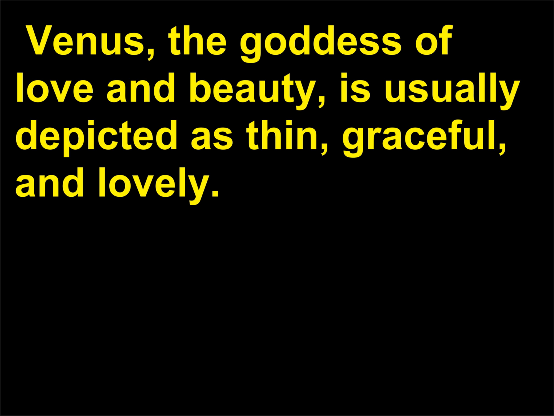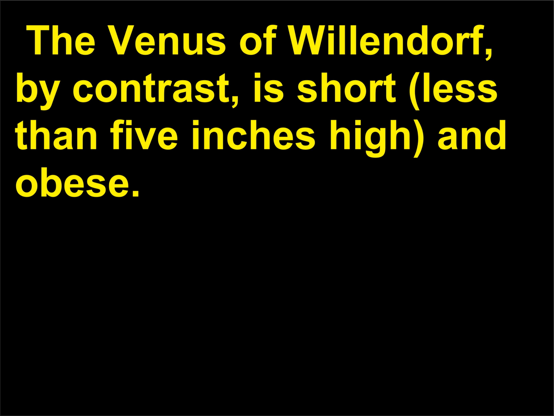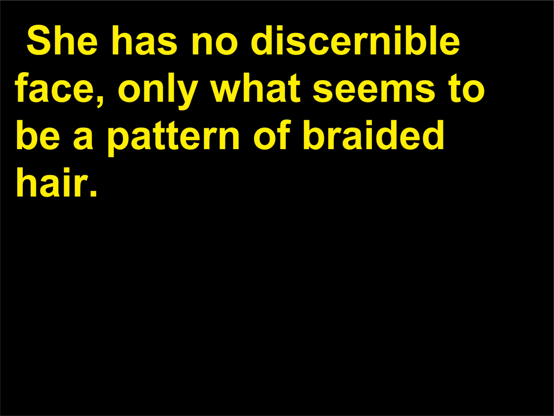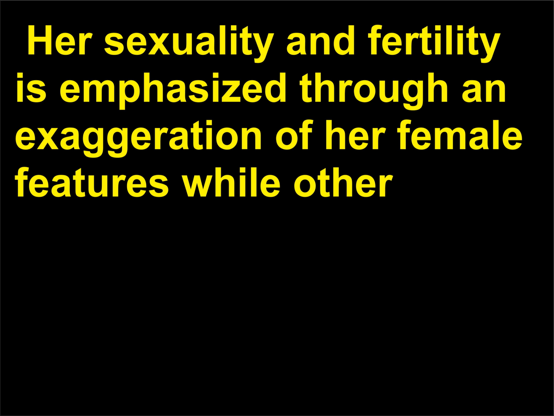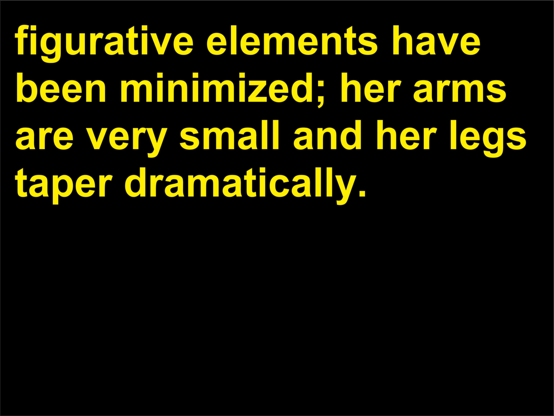Venus, the goddess of love and beauty, is usually depicted as thin, graceful, and lovely. The Venus of Willendorf, by contrast, is short, less than 5 inches high, and obese. She has no discernible face, only what seems to be a pattern of braided hair. Her sexuality and fertility is emphasized through an exaggeration of her female features, while other figurative elements have been minimized. Her arms are very small and her legs taper dramatically.